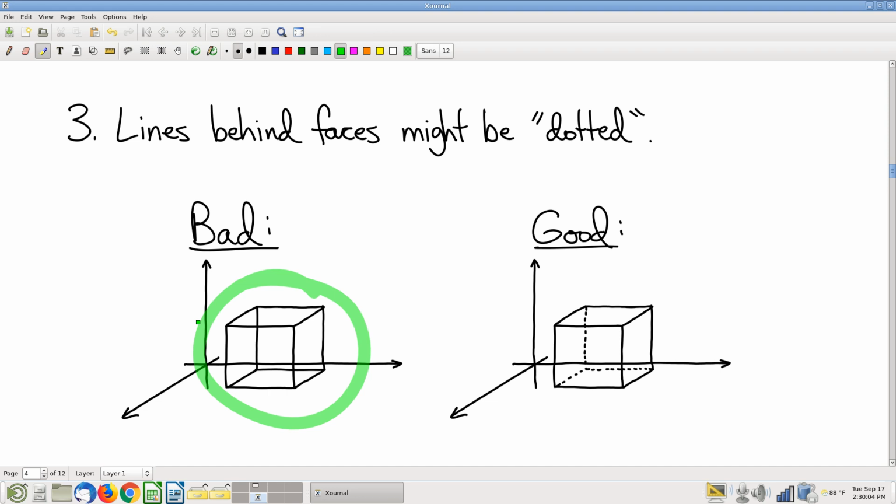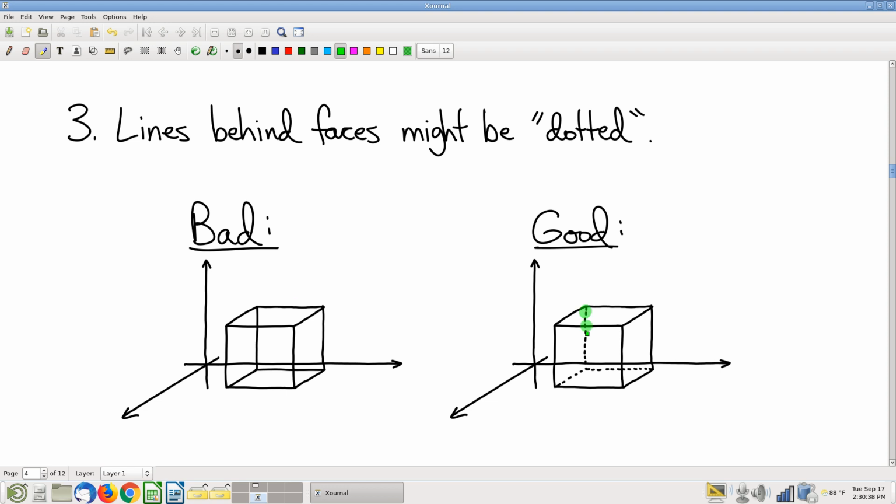good work there. But you could argue that it's kind of hard to tell, as I've drawn it here, whether this is in the front and this is in the back there, or vice versa, right? Maybe this is in the front and this is in the back. And as it's drawn, it's not really immediately clear which one that is. So the dotted lines can help communicate this.